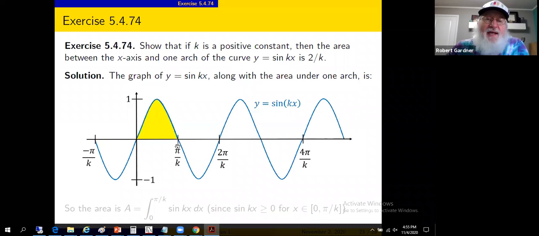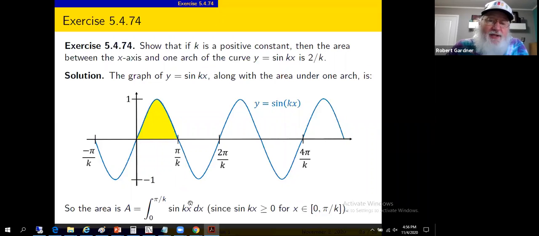So if we want to find the area under one of the arches, we'll just integrate this function from here to here. That is, the area is an integral from 0 to pi over k, sine kx dx. Notice the sine function is positive on that interval. Areas under positive curves are given by integrals. I could find the area of this little piece here, but it's trickier because the function's negative over here. So this is the one to concentrate on.